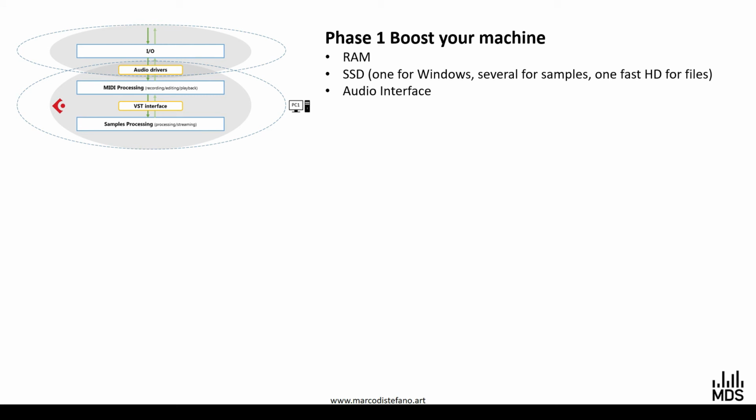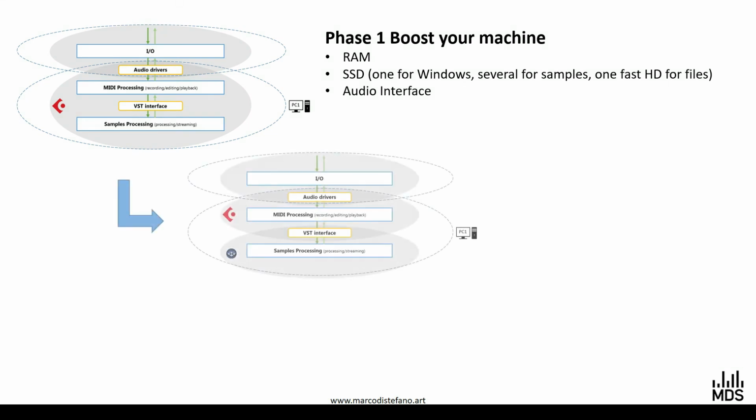So you should ideally have one SSD which is dedicated to Windows and where you have installed your Cubase or Logic Pro, whatever. Then you should have several SSDs where you store your samples, and avoid having one SSD of 2 TB. It's much better if you have multiple ones, of 500 GB each. And then still have a separate drive where you store your files. I don't think it's important to have an SSD for this one. It might also be a fast hard drive. And of course, you should have a good audio interface.